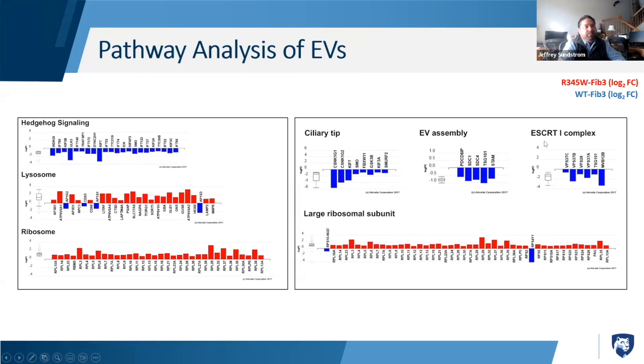EV assembly and escort proteins. So Alix is known here as PDCD6IP. These are more abundant in wild type EVs. And again, you can see the ribosomal proteins were found. Oddly, only one of them is found more abundantly in wild type EVs. I've searched the literature and I cannot find any regulatory protein for this ribosomal subunit.